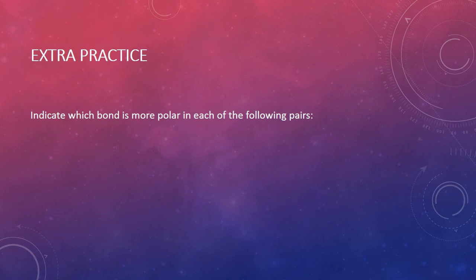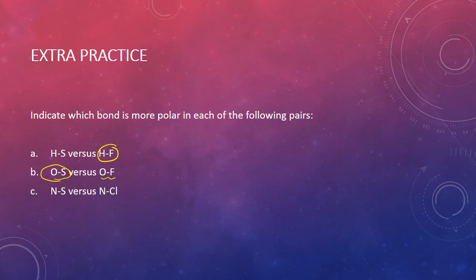Okay, we're going to do it again. Which one do you think is more polar? And why? Well, if you said hydrogen and fluorine, you're right, because we just went over that a minute ago. OS versus OF. Well, O and F are neighbors, so they're going to share pretty well. So this one's more polar. NS versus NCl. Pause it, see if you can do it. That's right, this one's more polar.